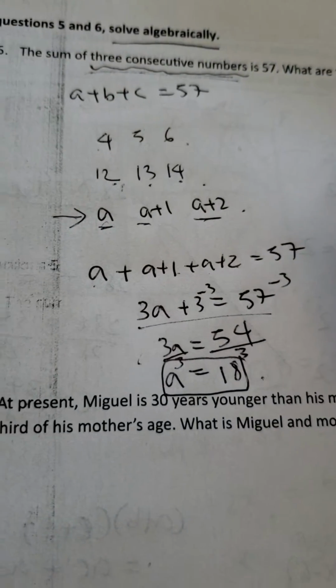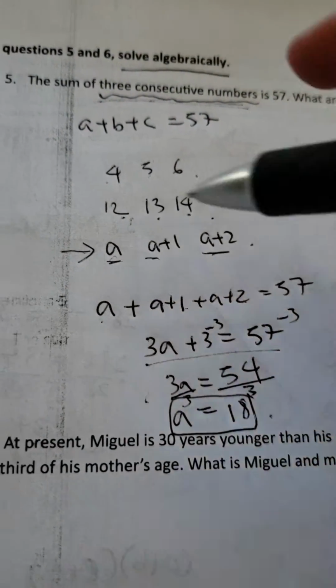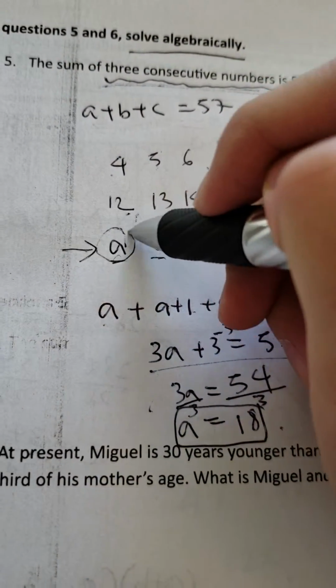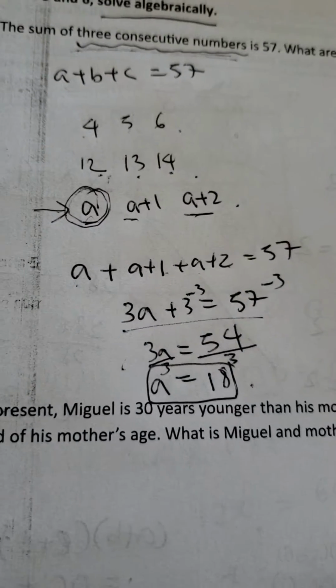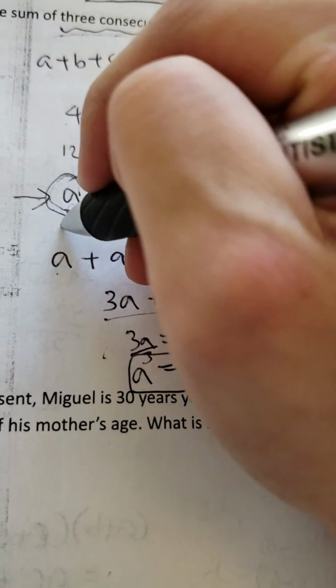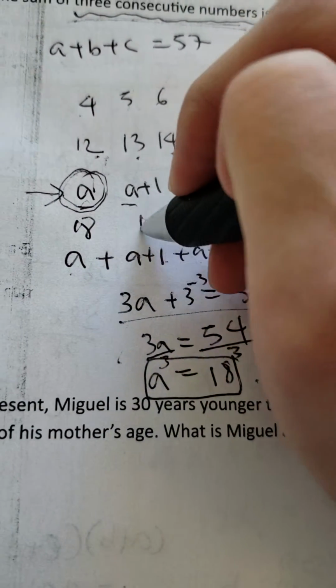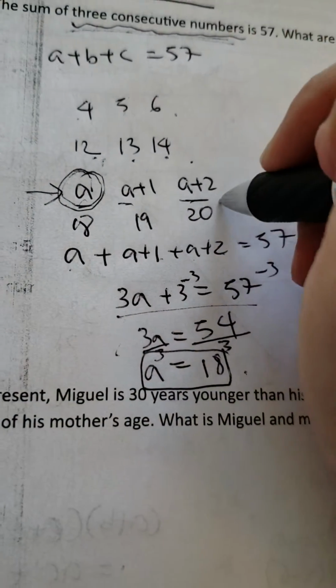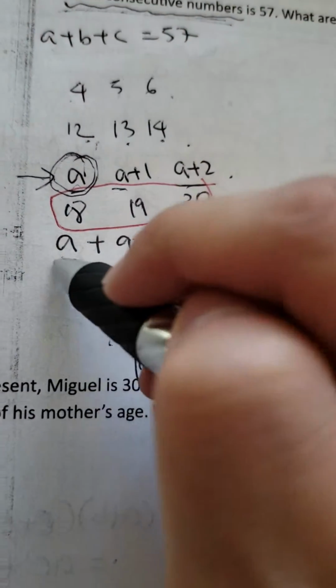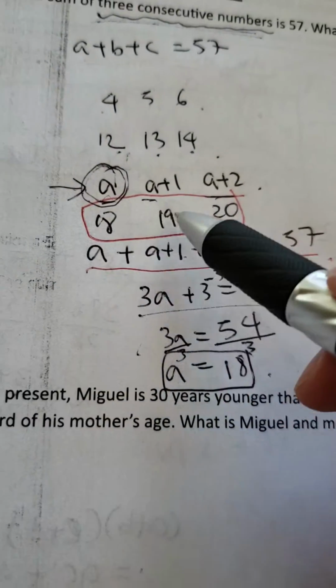Well, I didn't really define it, but here my a was my first number. So my three consecutive numbers are going to be, because this was 18, the next numbers are going to be 19 and 20. So my three consecutive numbers, solving algebraically here, are 18, 19, and 20.